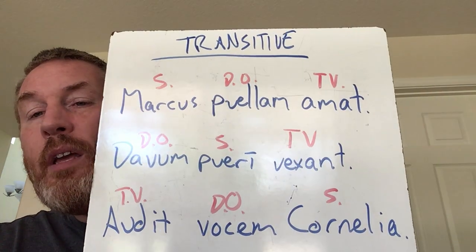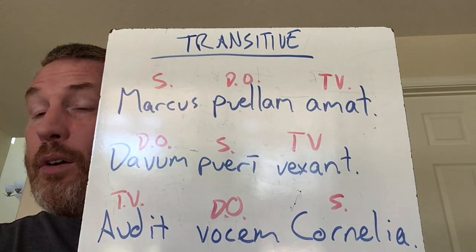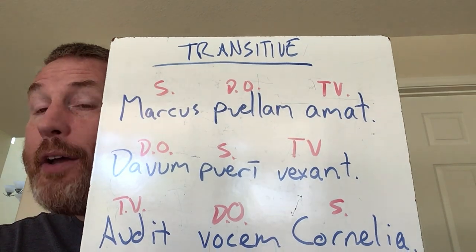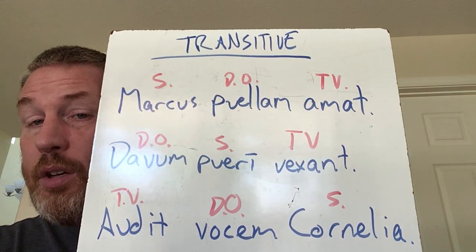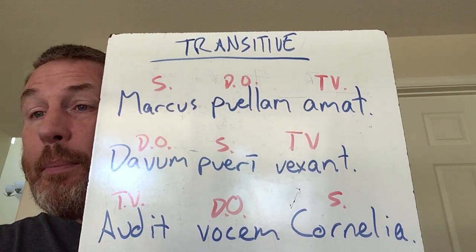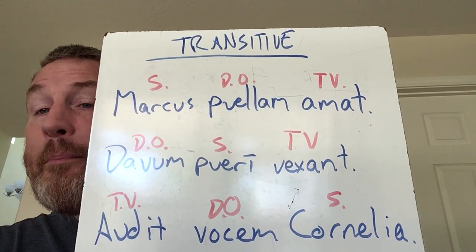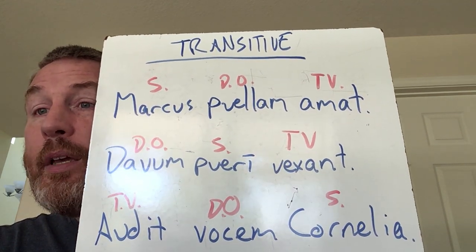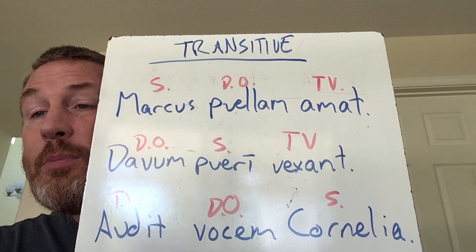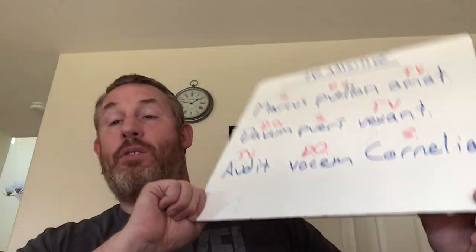Now the last example. Audit vocem Cornelia. Again, I look for my verb first. Audit. That's singular, so now I know my subject is singular. I look for somebody who is doing the verb. I also know that you can listen to a nun or a puppy, so it must be transitive. So I look for something that ends in an M. I know that vocem is a direct object, and I know that Cornelia is my subject. So Cornelia hears a voice. That's how it works.